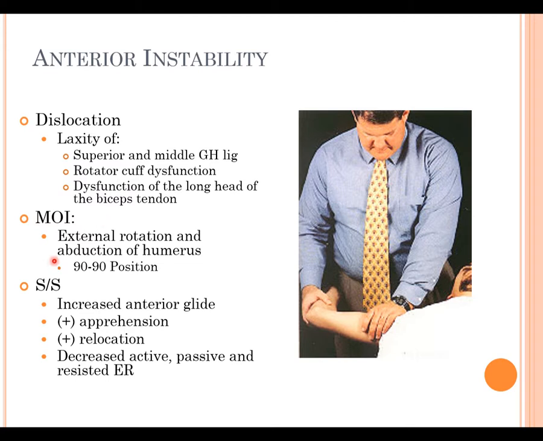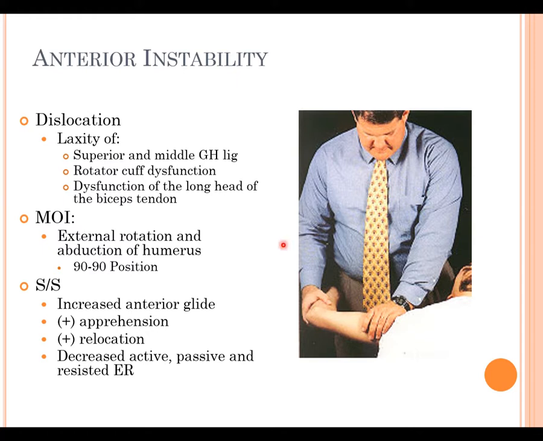The primary mechanism of injury for anterior dislocation is going to be the 90-90 position. So he's lying down right now, but he is in the 90-90 position. The arm is in 90 degrees of external rotation, and your shoulder is abducted to 90 degrees. This is going to put the most risk on your shoulder. The 90-90 position is the position where people tend to be in when they get the anterior dislocation.